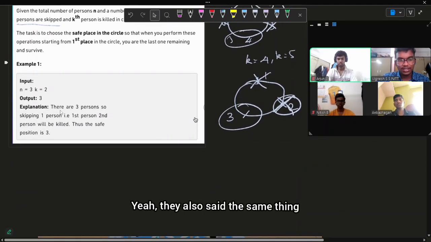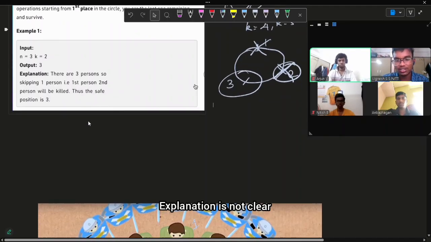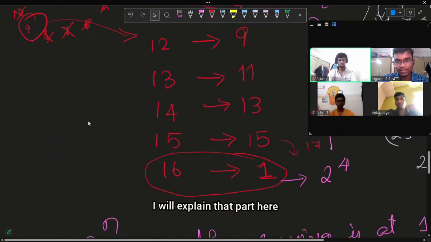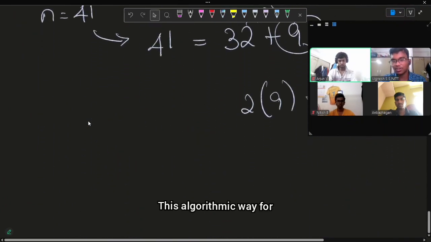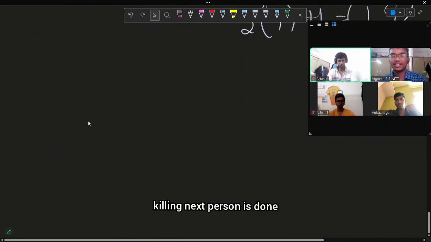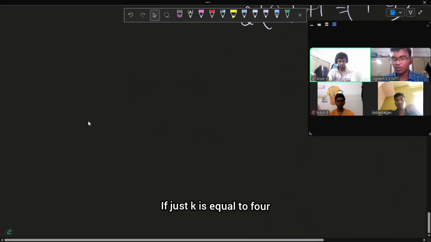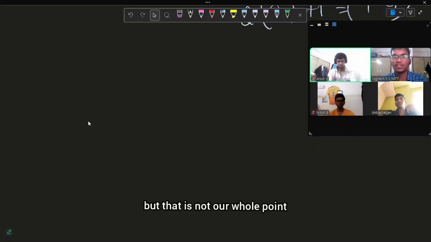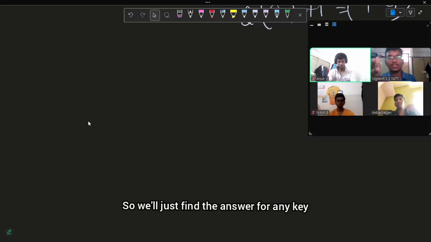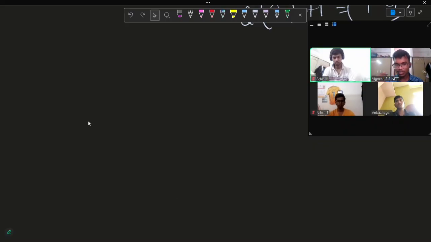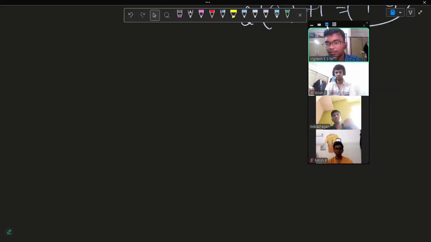They also said the same thing: there are three persons, so skipping the first person, the second person will be killed. The safe person is three. Explanation is not needed; we will get on to the solution part. For k equal to 2, we could just write the equations for that algorithm and get the answer, but that is not our whole point. When we have a better approach, we'll find the answer for any k. So we will do the same thing and get answers one by one. I hope things are clear.